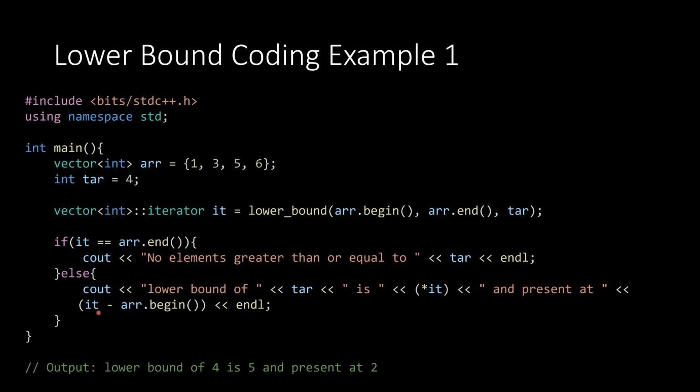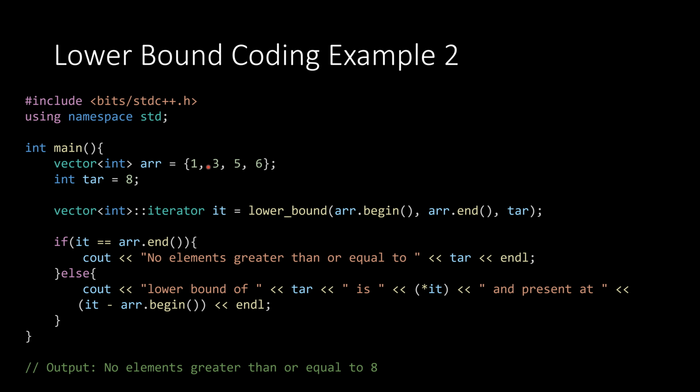And also if you do an arithmetic operation, a pointer-arithmetic-like operation, if you subtract the base address like array.begin from the iterator, then it will give the index. Which index? Here you can see that it is the second index. So it also tells which index the lower bound is present at. So the output will be: lower bound of 4 is 5 and present at 2. This is the output. So let's see the second example.